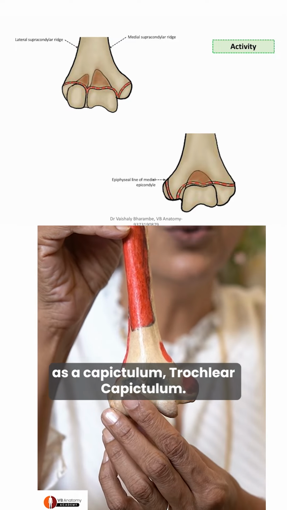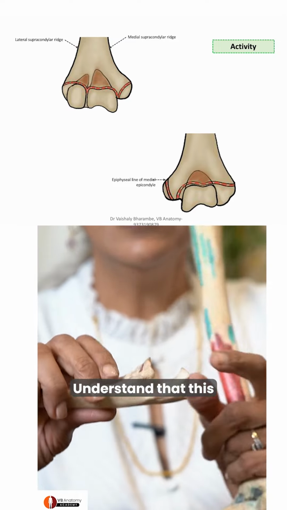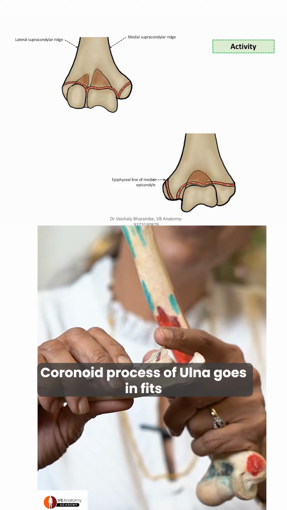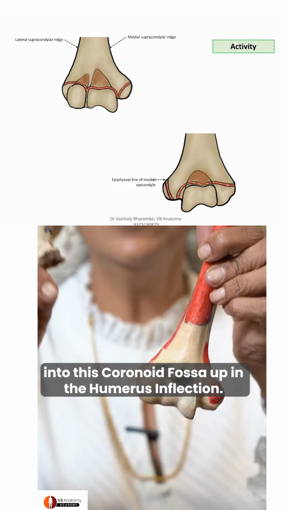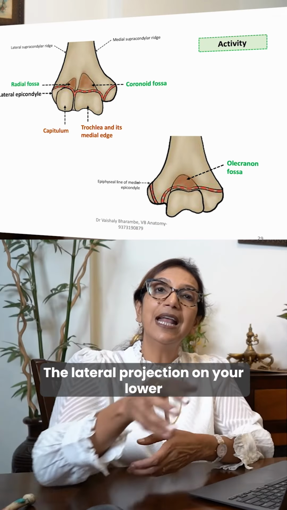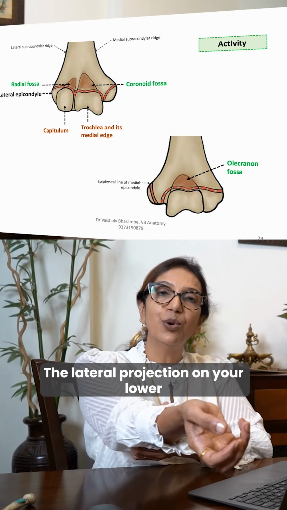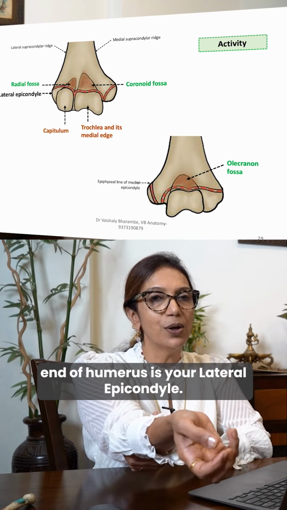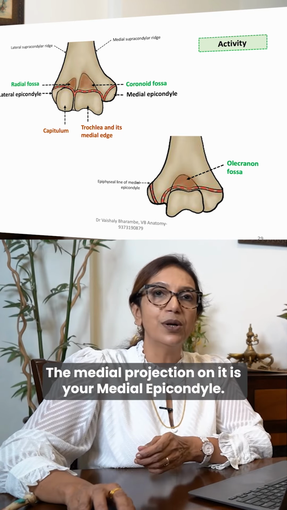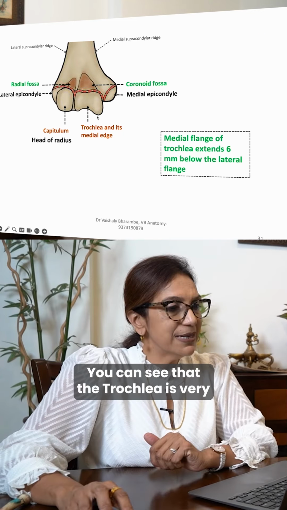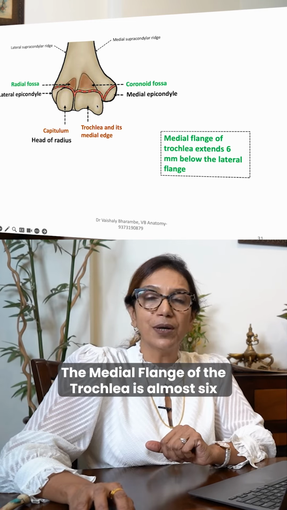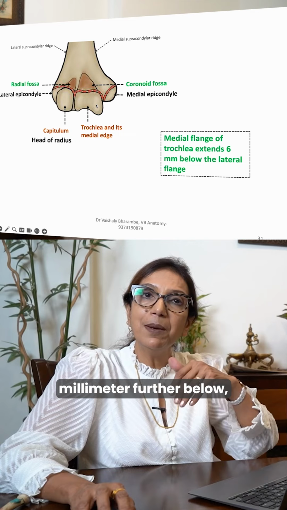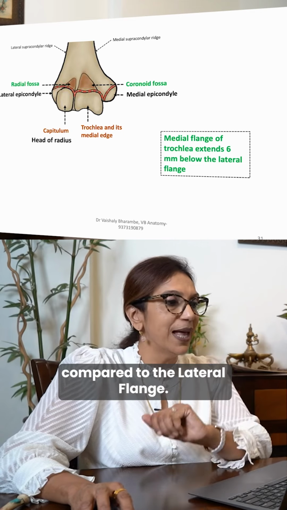Trochlea, capitulum. Understand that this coronoid process of ulna goes and fits into this coronoid fossa in the humerus in flexion. The lateral projection on your lower end of humerus is your lateral epicondyle. The medial projection on it is your medial epicondyle. You can see that the trochlea is very prominent medially. The medial flange of trochlea is almost 6 mm further below compared to the lateral flange.